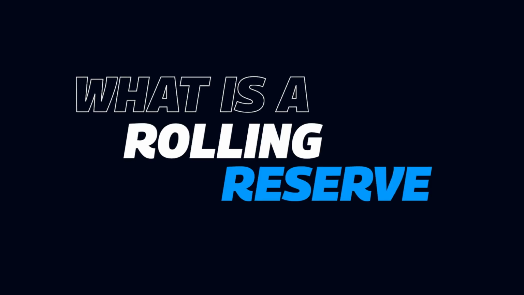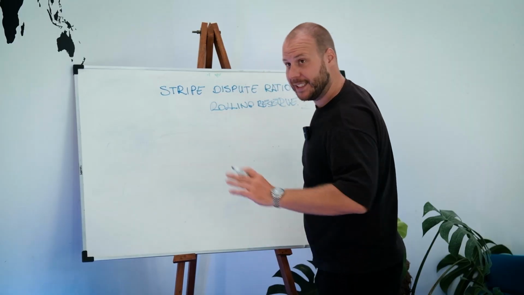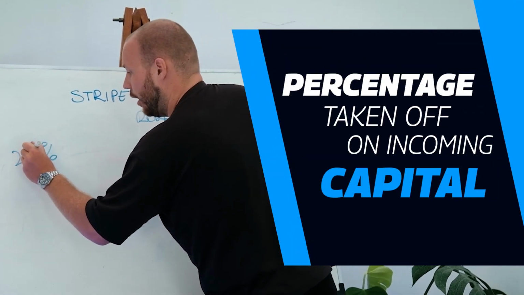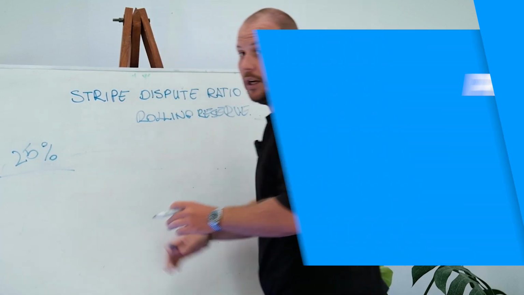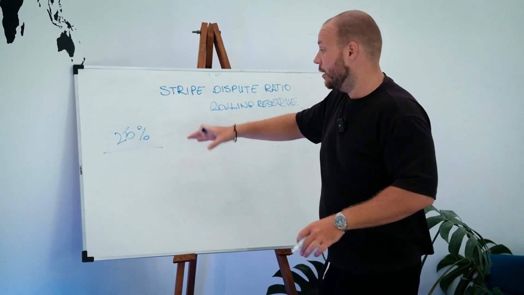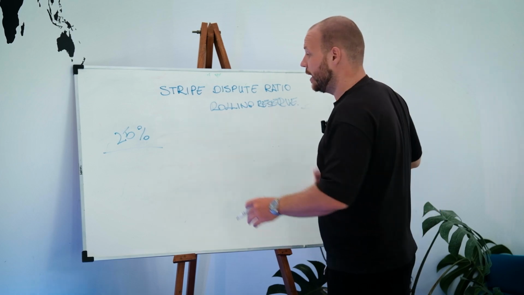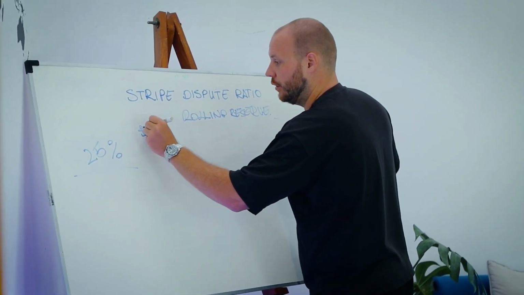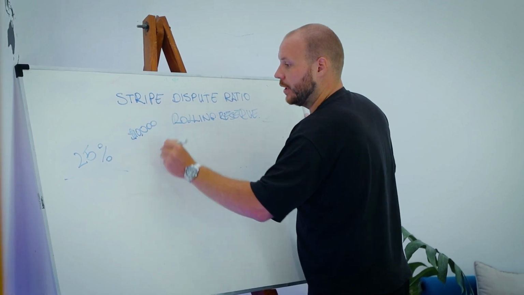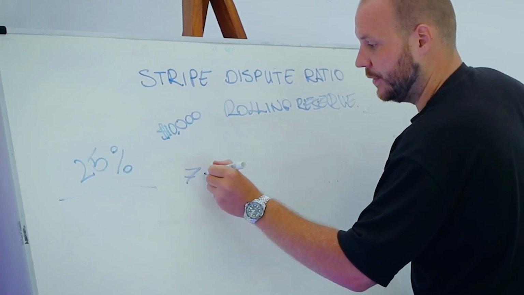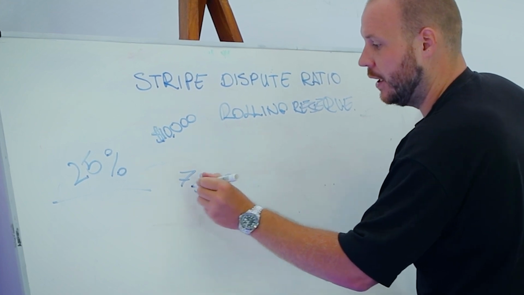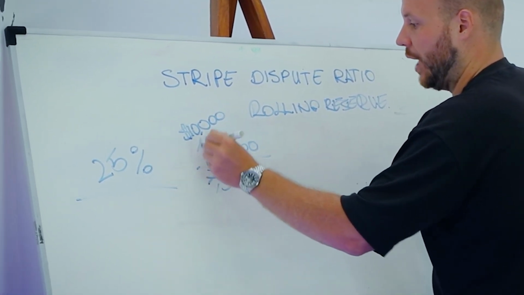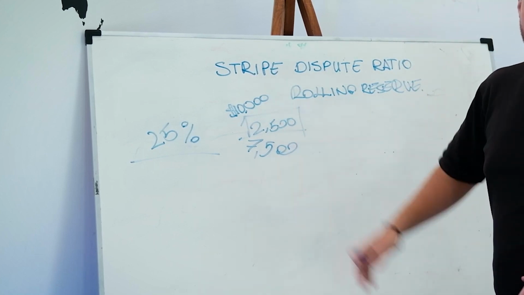Now, what is a rolling reserve? Basically, the rolling reserve is a percentage taken off all your incoming capital. In my case, it was 25%. So if you have $10,000 coming in, you will only receive $7,500, and $2,500 will go to Stripe's reserve, held in reserve.